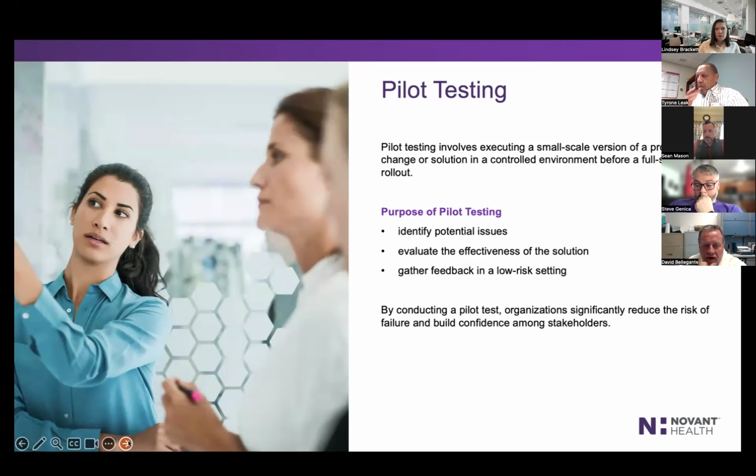Okay, and then pilot testing. This is interesting. It's a description that is pretty self-identifying. Pilot testing is used to make a small sample of what you're trying to do and roll something out in a controlled environment. And so you can identify potential issues, evaluate your effectiveness, get feedback, make any adjustments, and see if there's any risk involved, which you're identifying.